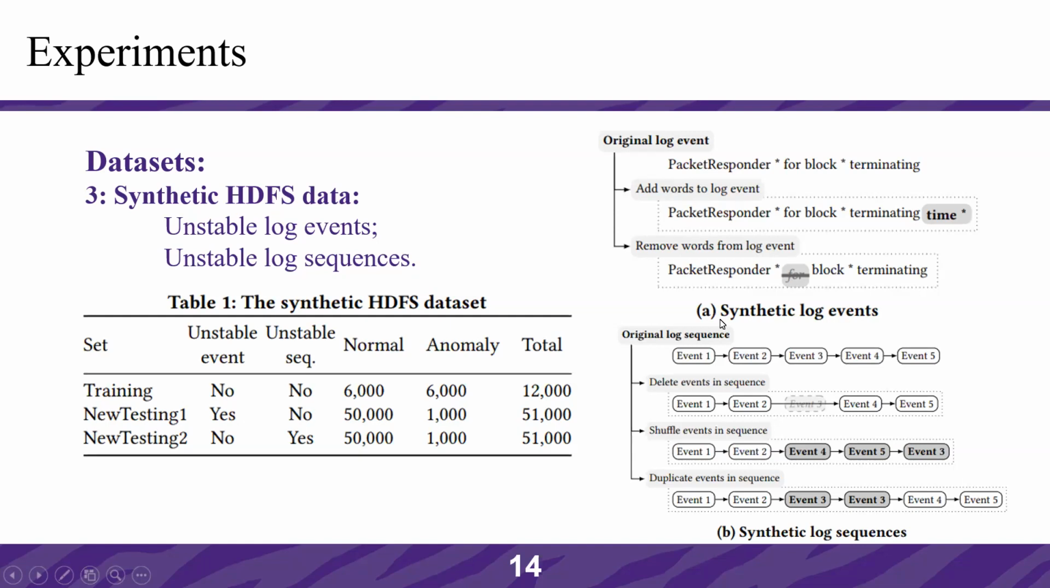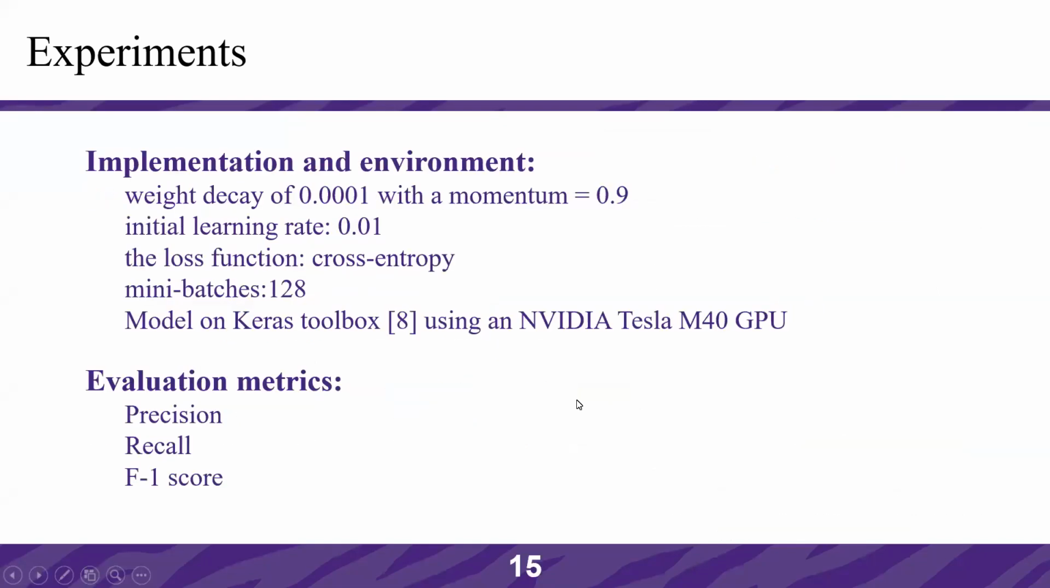Here is the fashion of synthetic log events. The original log events look like this, and they add new words to the log event or remove words from the log event to produce the unstable log event. And for the synthetic log sequence, the original log sequence is event 1, 2, 3, 4, 5, and they delete events or shuffle the events or duplicate events in the sequence to create the synthetic log sequences. So here is the implementation and environment, and the evaluation metrics are precision, recall, and F1 score.